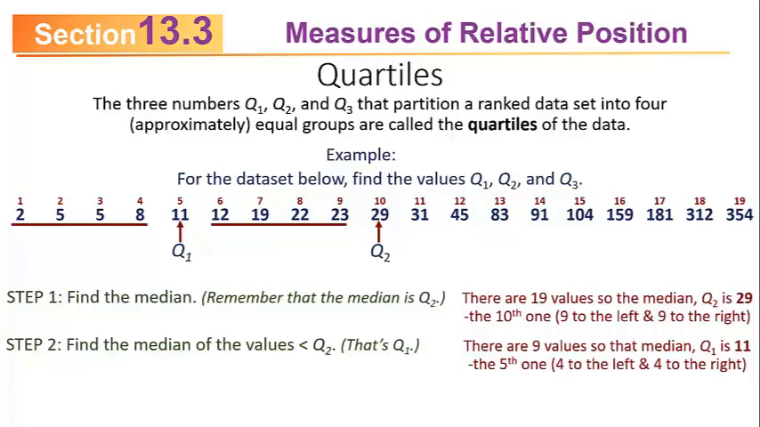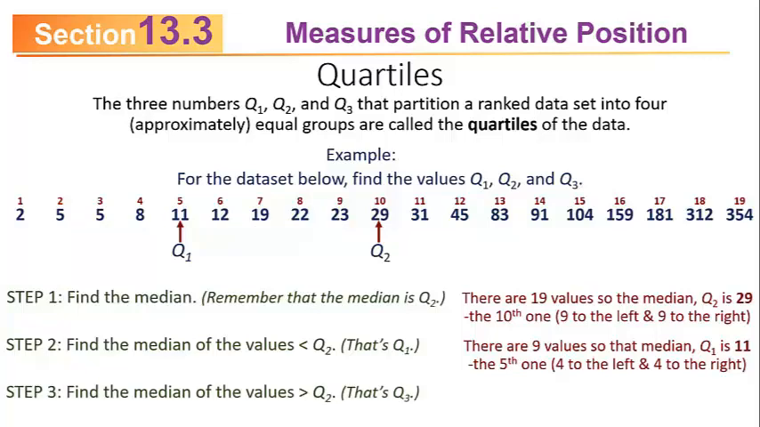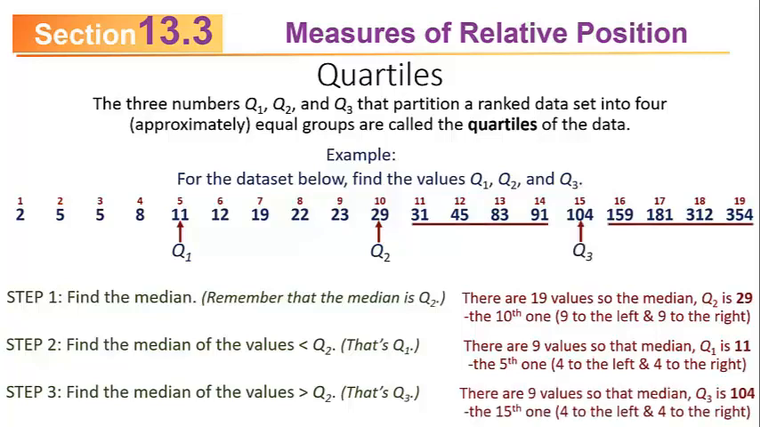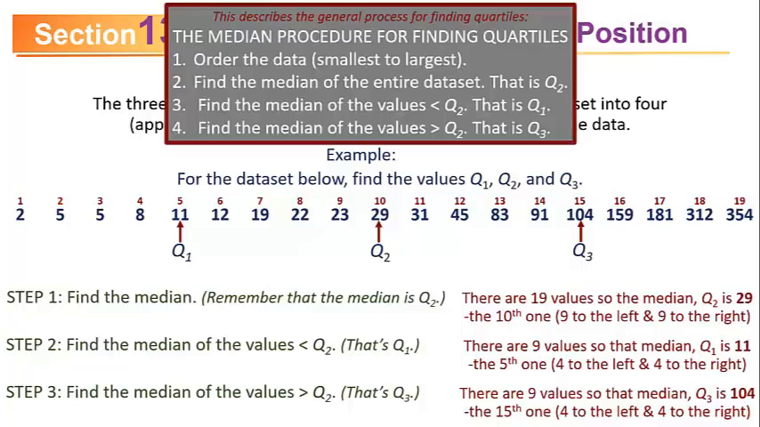That's q sub 1. Now you move over to the other side and look at the median of the values bigger than q sub 2. Those are the 9 numbers to the right. Again, there are 9 of them, so the 5th one, which is 104, is q sub 3. And that's how you break a data set into quartiles.